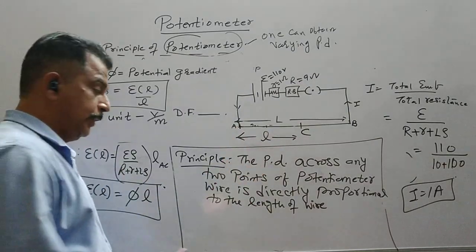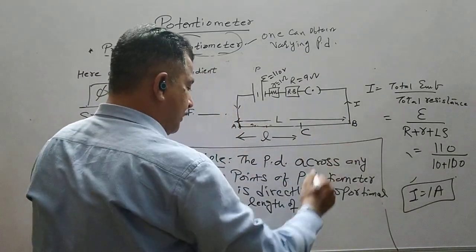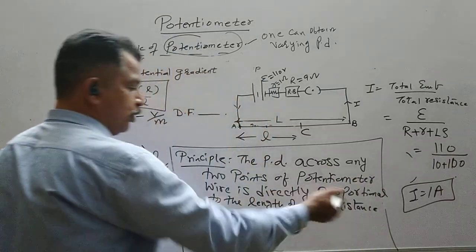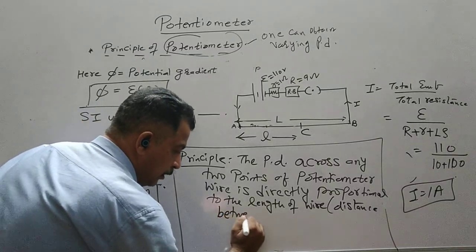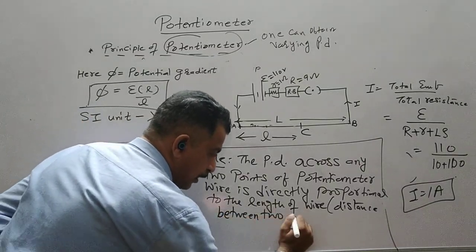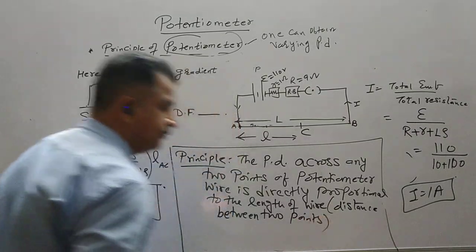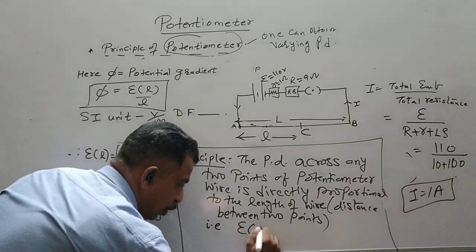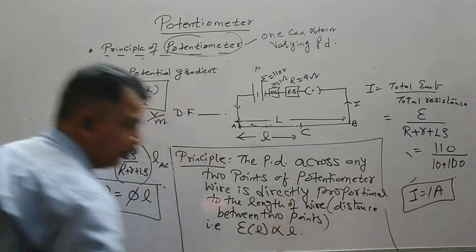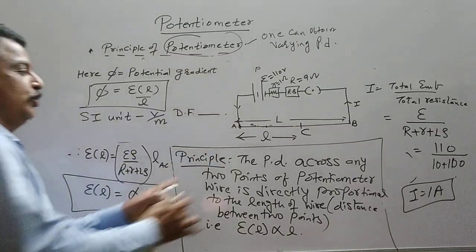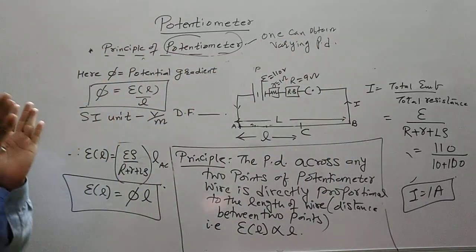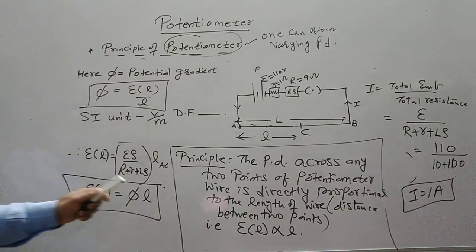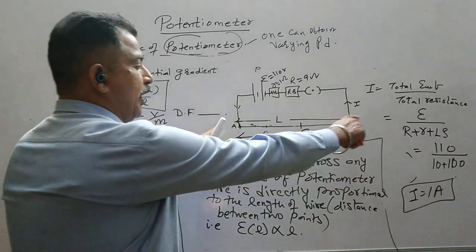Whatever length you have taken, that is the length of the wire, not the entire length. Or you can write, distance is directly proportional to the length of wire, or distance between 2 points. So this is the principle, that is, I can write E of L is proportional to length. So more is the length of this wire, more is the potential difference.